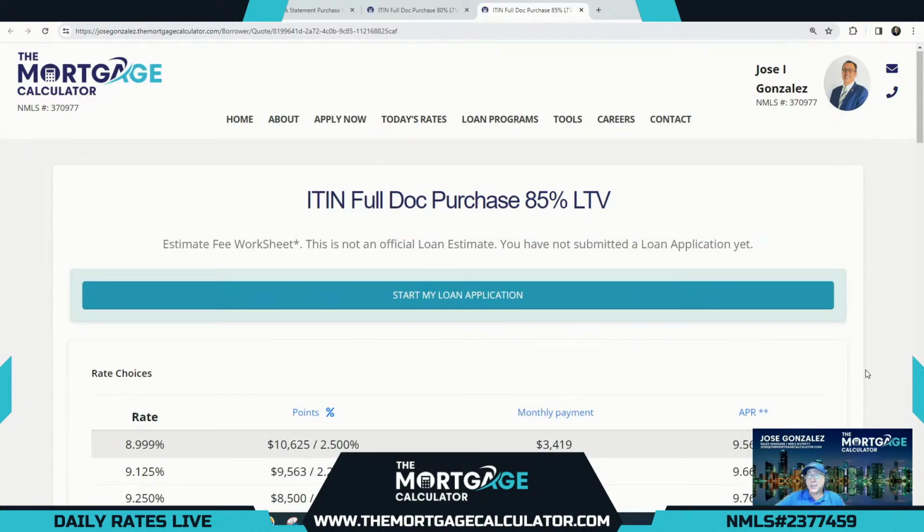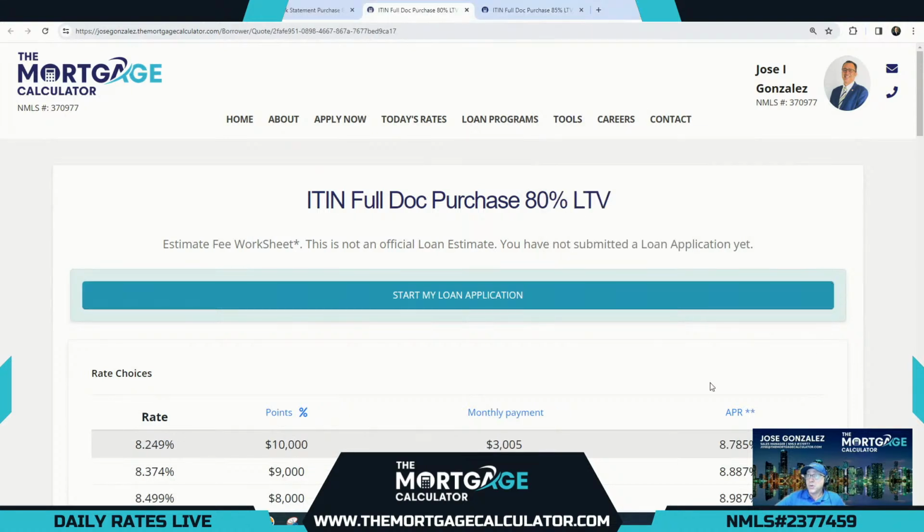Now, what will probably usually be the case on these ITIN full doc loans is that most likely you're not going to be verifying income with W-2s, because a W-2 would require a social security number, which the ITIN borrowers do not have. So most of the full doc purchases you're going to have will be self-employed borrowers that are filing tax returns for their business.